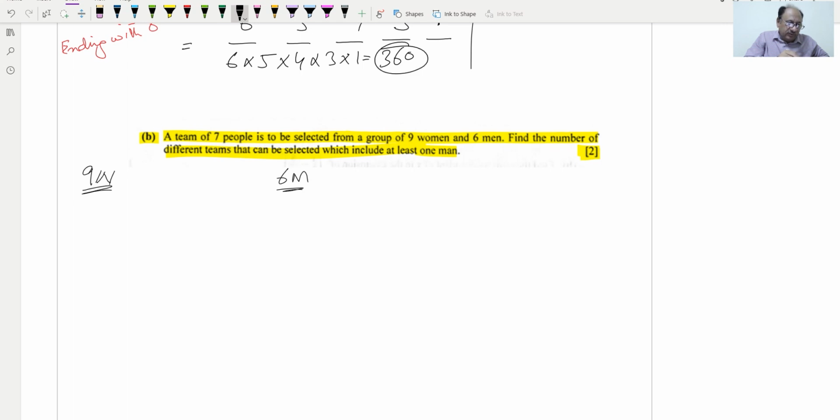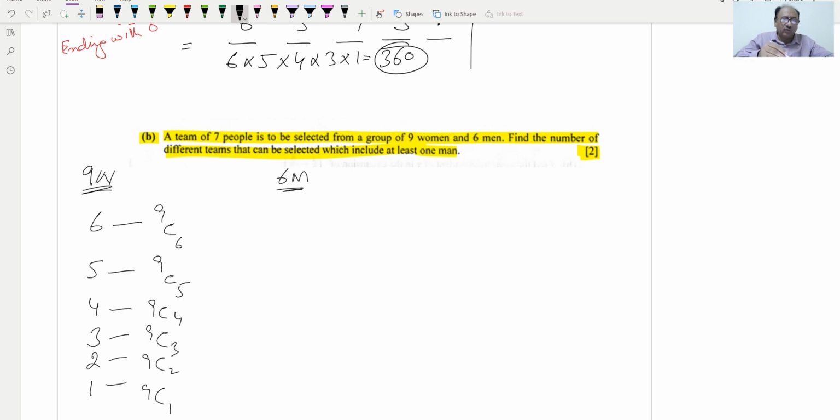So it will be 6 women, which is 9C6, and if it is 5, this will be 9C5, and it can be 4, 3, 2, and we can write basically all these options: 9C4, 9C3, 9C2, and 9C1. And this will be equal to what?